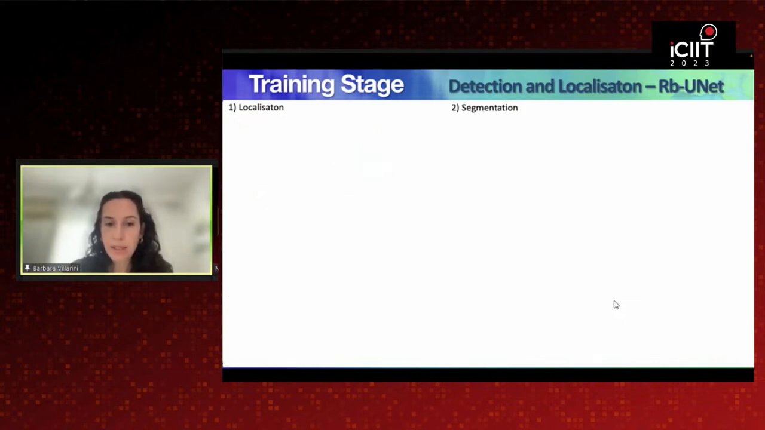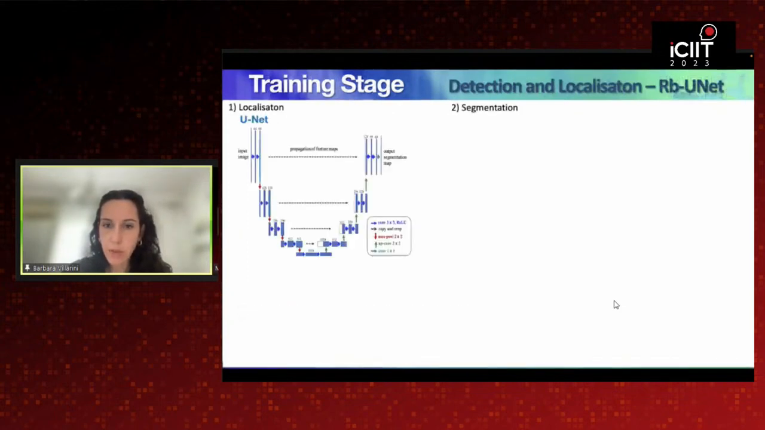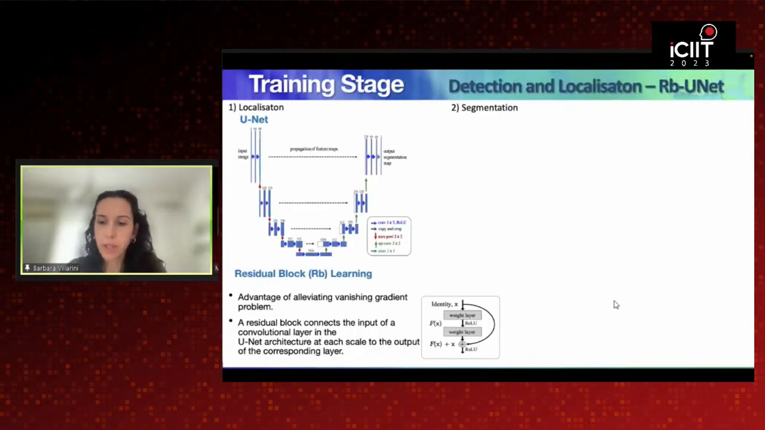Now, this is about the localization. So if I go back, this is part of the diagram of this figure. The second part of the training stage develops a 3D tiramisu model using a uniformly cropped region where the organ of interest is fully present. So now, if we want to see the tiramisu network.